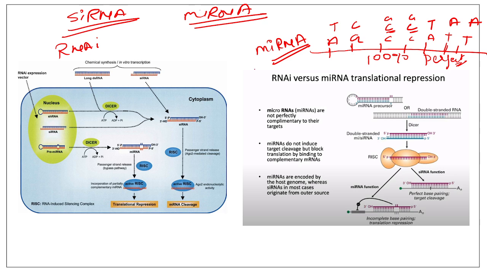Whereas when we talk about siRNA, it will have a perfect base pairing. So it will be T, C, G, G, T, A, A. So this is siRNA and it's a perfect base pairing. miRNA will not do perfect base pairing. I'm writing here. Very important to understand. Please pay attention to this concept. This is a very important concept.